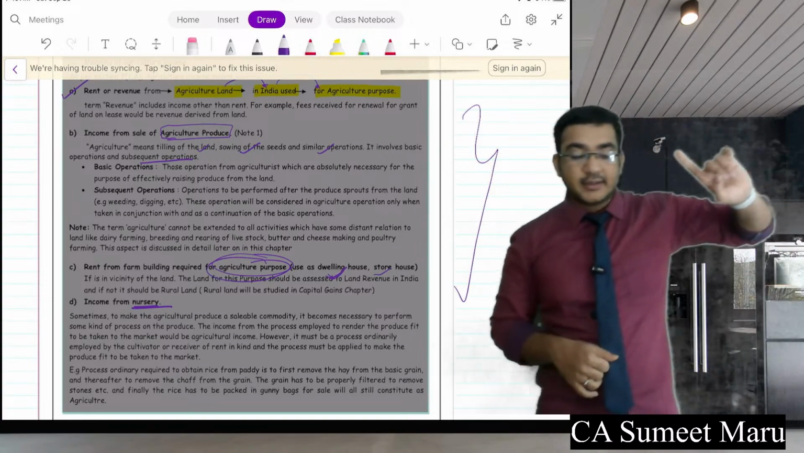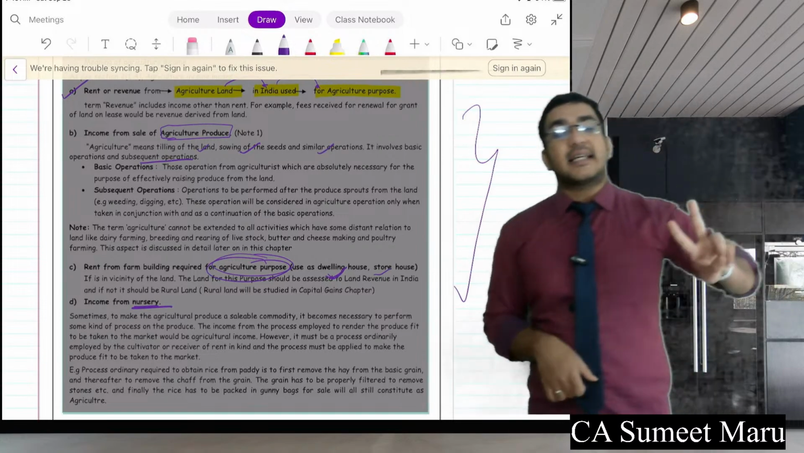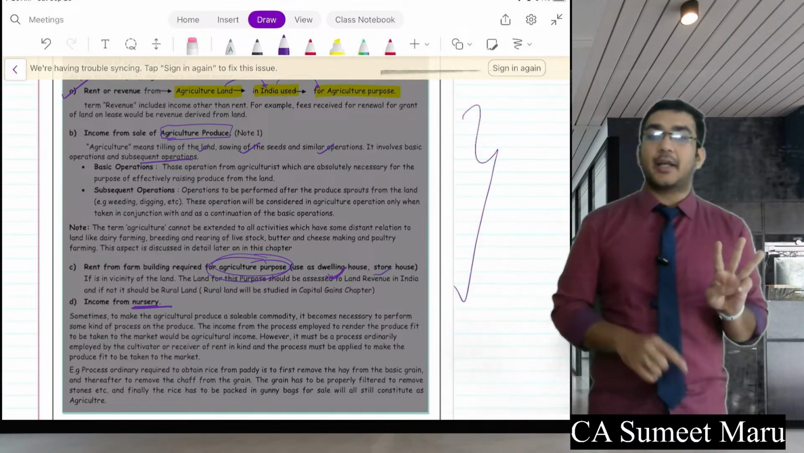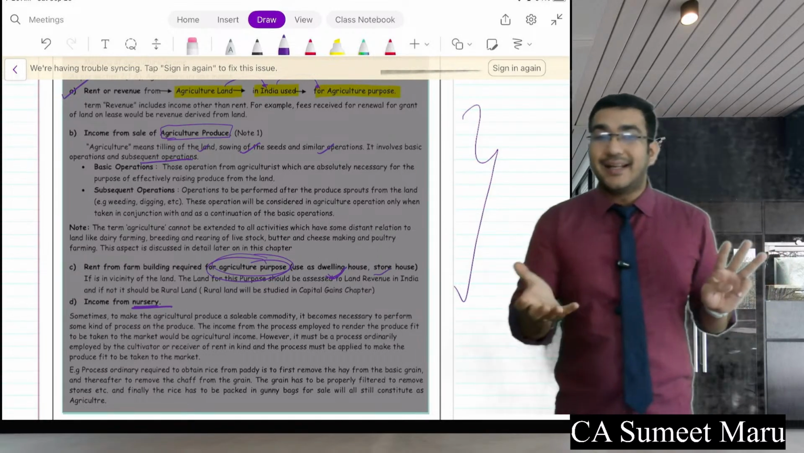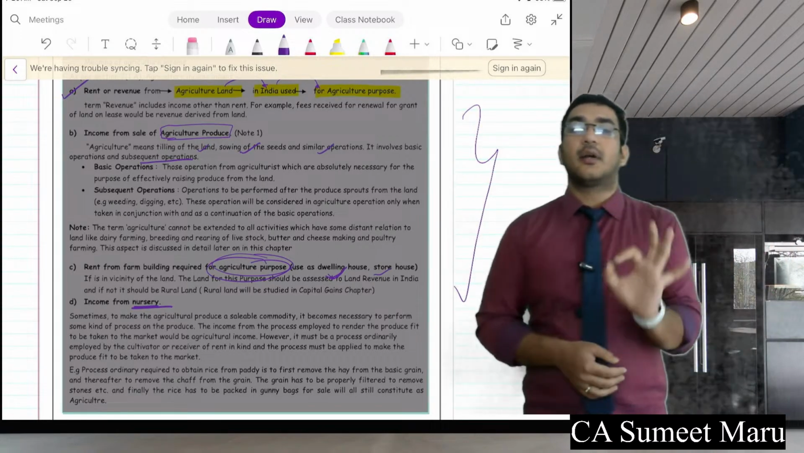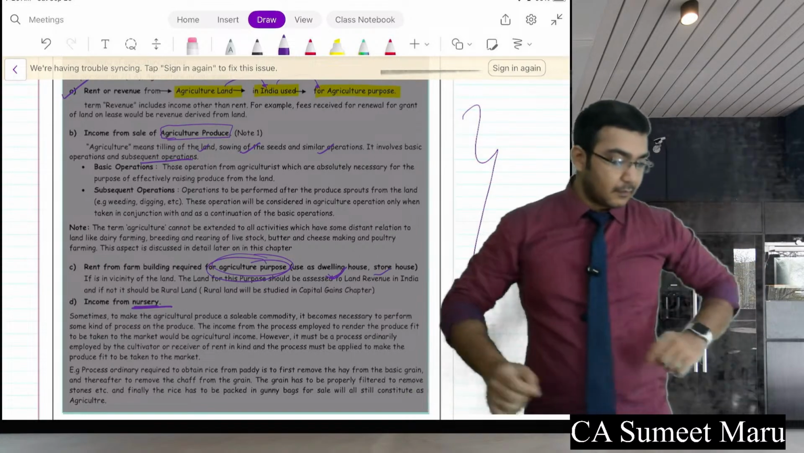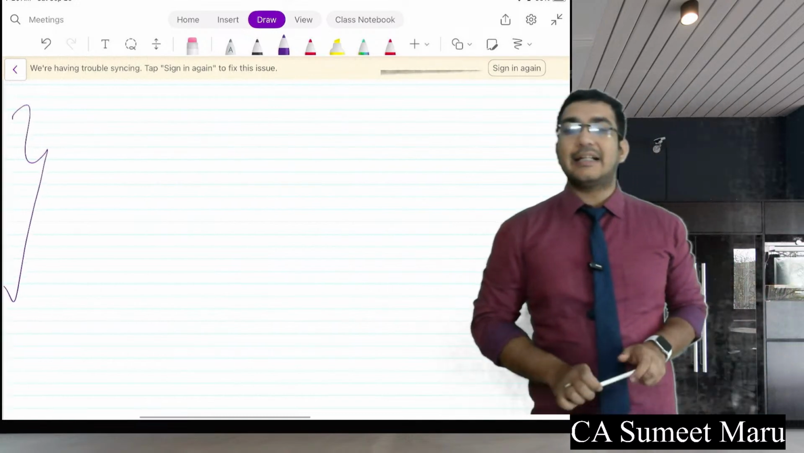First is your agriculture land in India for agriculture purpose. Second, you are making any agriculture produce. Third, I'm going to go into detail on agriculture produce, don't worry. Third is dwelling, anything on the agriculture land given on rent. And fourth and last is your nursery. Everyone will remember all these four points? Very good. Now let me go through your agriculture produce.